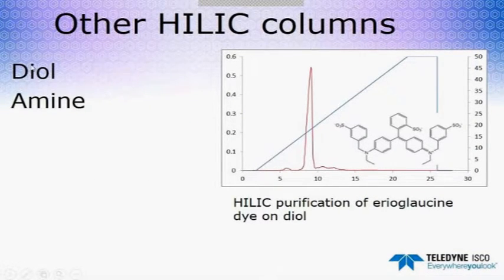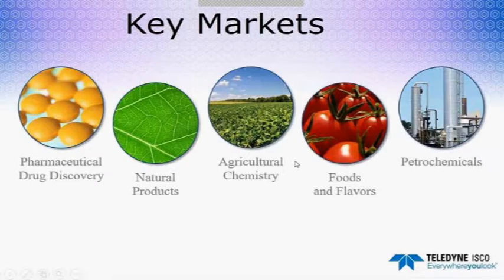Other columns that act as HILIC include Diol and Amine, and here's a dye that we purified using a Diol column, starting off at 2% water and going up to about 50% water, and you can see that we purified the dye very nicely from some very minor impurities. So in any case, that's our rather short presentation, and now we'll open the floor to questions.